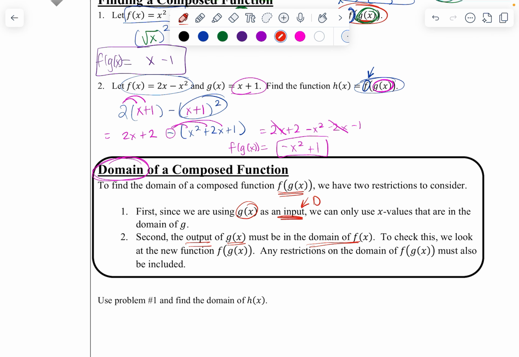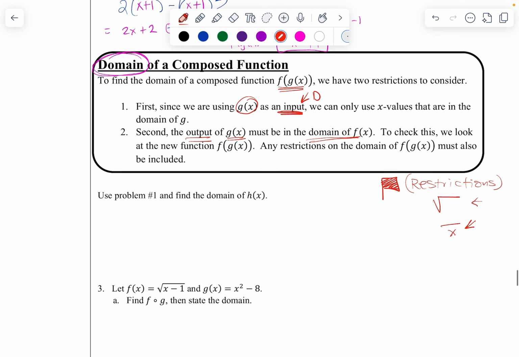Oh, keep in mind, remember the red flags for domain, or restrictions. What are red flags or restrictions for the domain? Anytime we have a root, we know there's got to be a restriction because roots can only be 0 or positive. They can't be negative. And then anytime we have a variable in the denominator, we know that the denominator cannot equal 0. So those are pretty much the two that we're looking for.